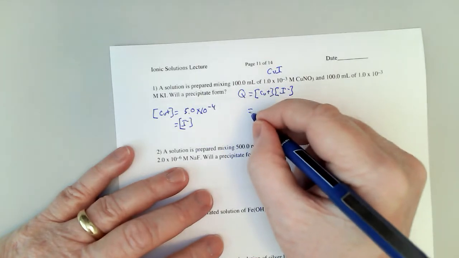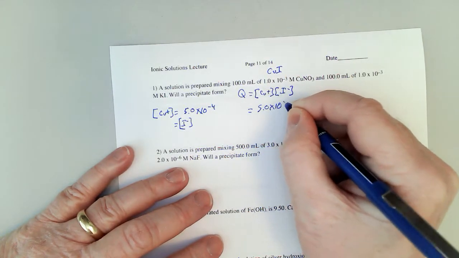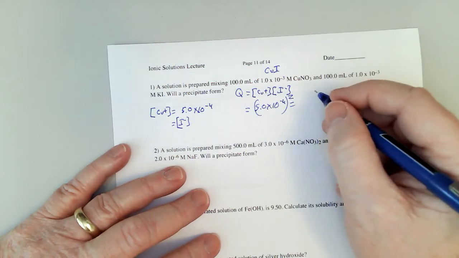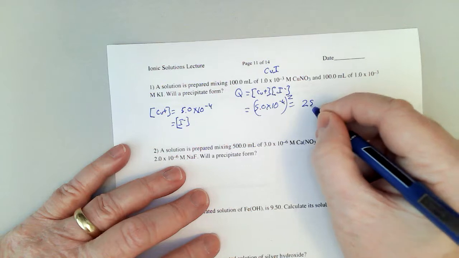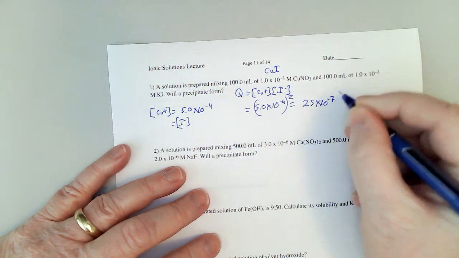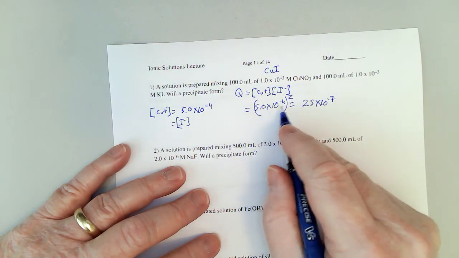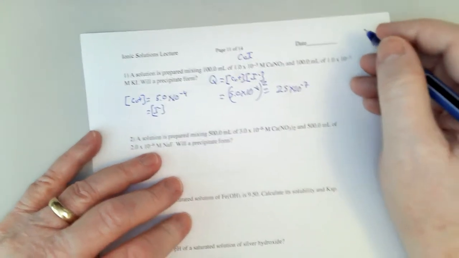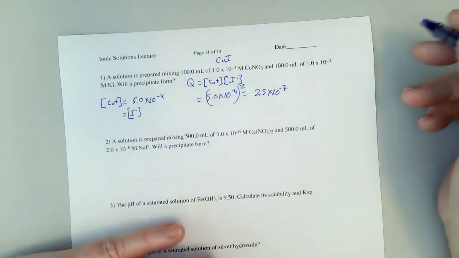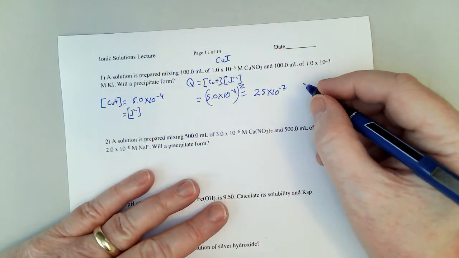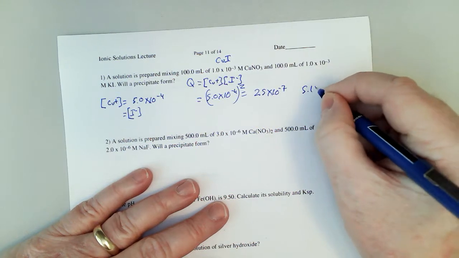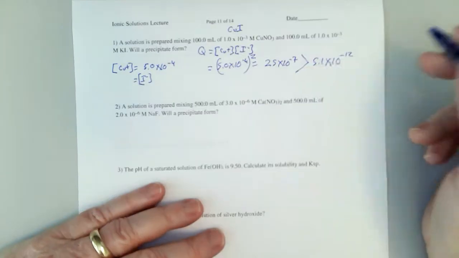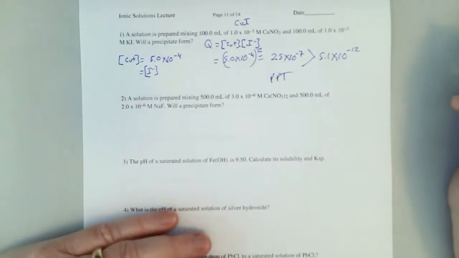So Q equals 5.0 times 10 to the negative 4th quantity squared, which is going to be 2.5 times 10 to the negative 7th. So let's see, 25 times 10 to the negative 8th, so 2.5 times 10 to the negative 7th. Yep, did that right. So now I go and I look up the Ksp value for this. And the Ksp for it is 5.1 times 10 to the negative 12. Wow, huge. Lots more precipitates. Okay.